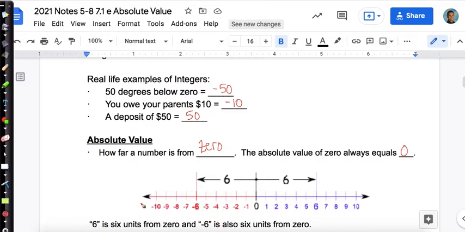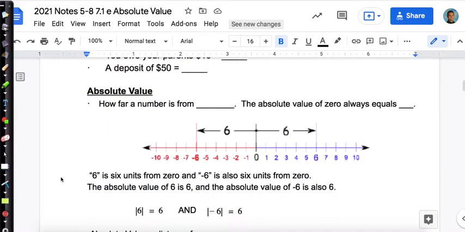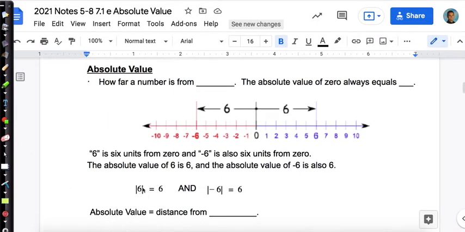Okay, now let's look at some examples here. So let me scoot this up. And it says the absolute value of 6 is 6. And the absolute value of negative 6 is also 6. So this symbol right here is considered absolute value. And that's because 6 is 6 units from 0, and negative 6 is also 6 units from 0. So the absolute value of 6 is 6, and the absolute value of negative 6 is also 6 because they're both 6 places away from 0. And you can see that right here on the number line.